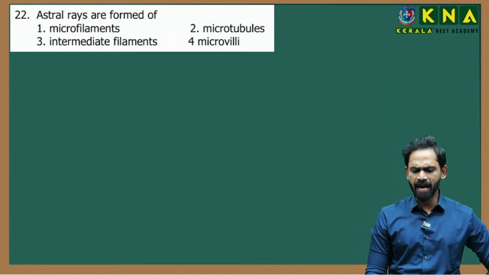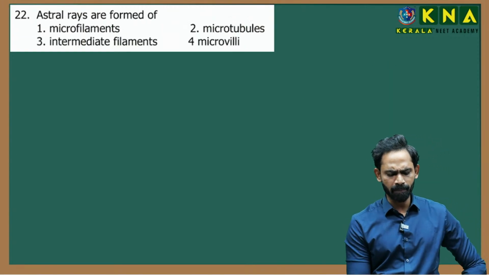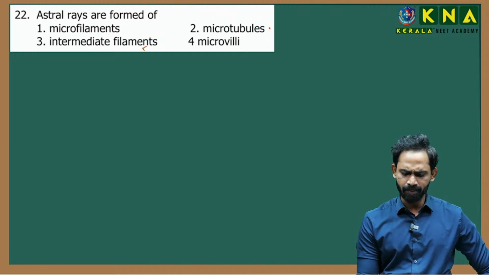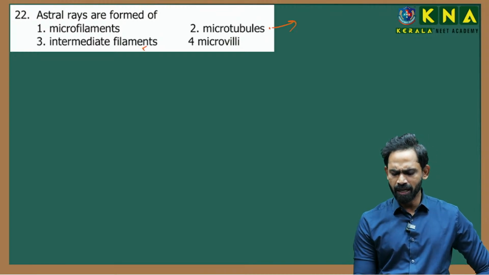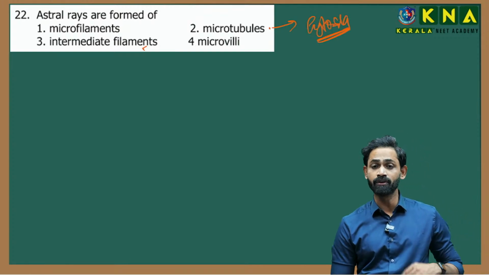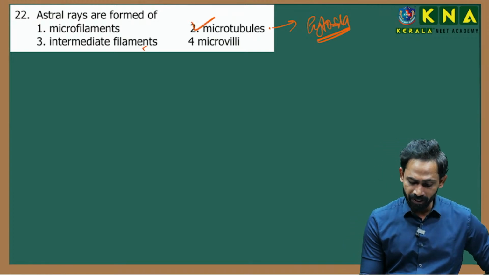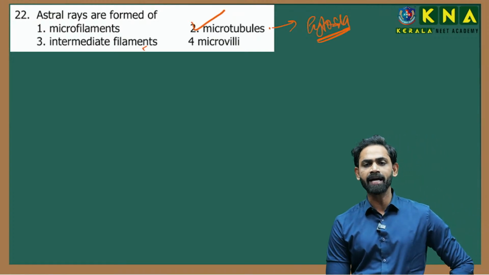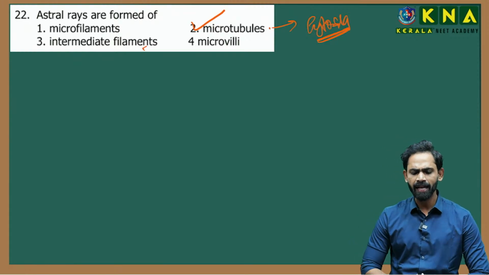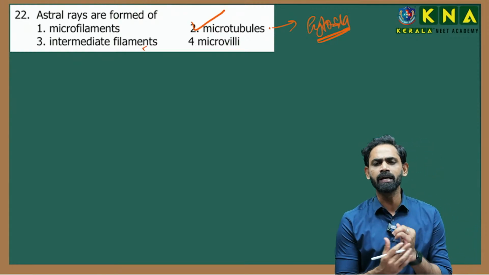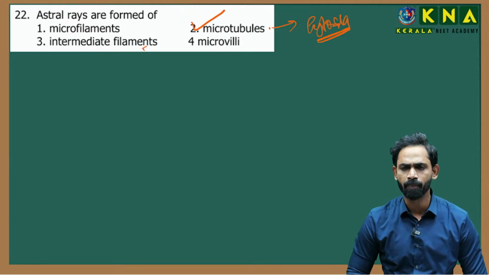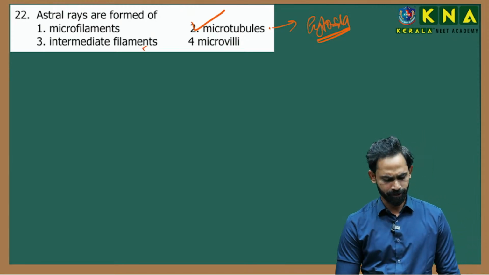Next one, astral rays. If you remember, microfilaments, intermediate filaments and microtubules all come under the cytoskeleton. Astral rays are made up particularly of microtubules. Mitotic spindle fibers are also made up of microtubules.